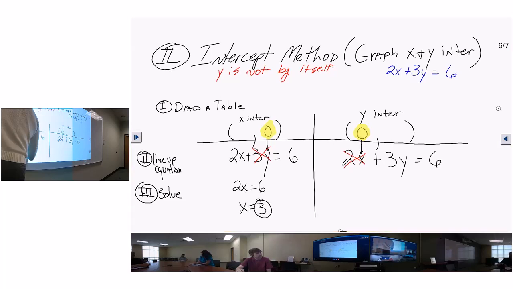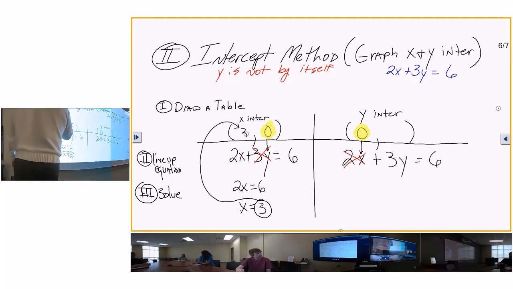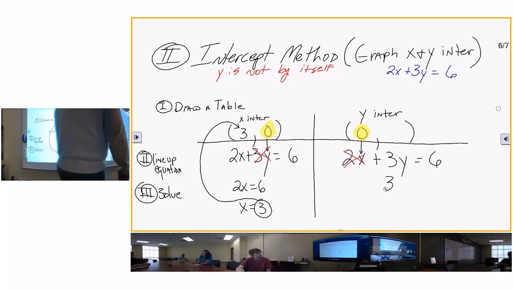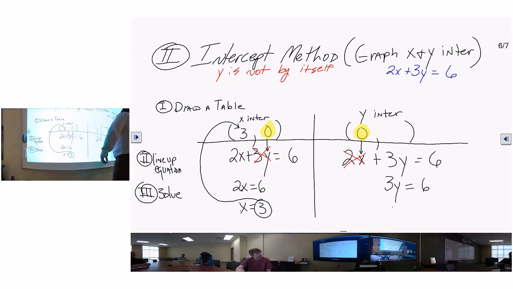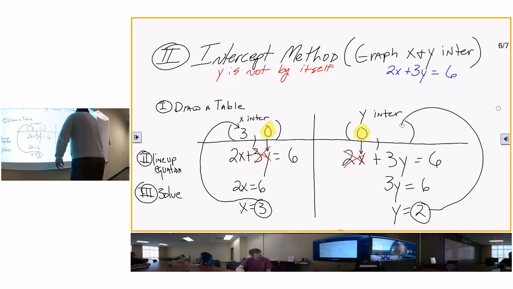That 3 right there. 3y is equal to 6, y is equal to 2. And now you plot your points.